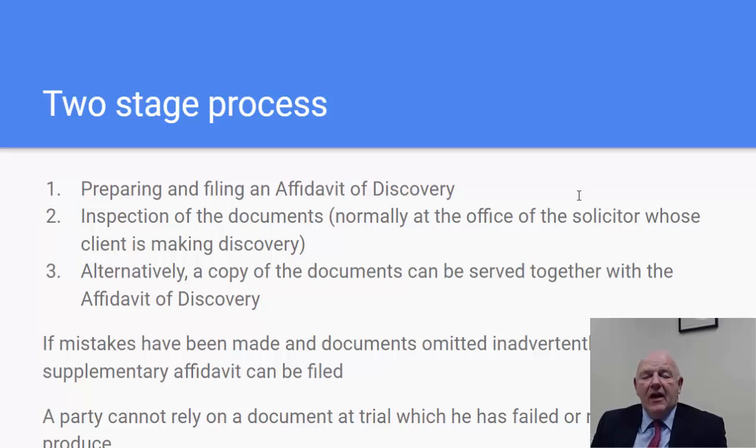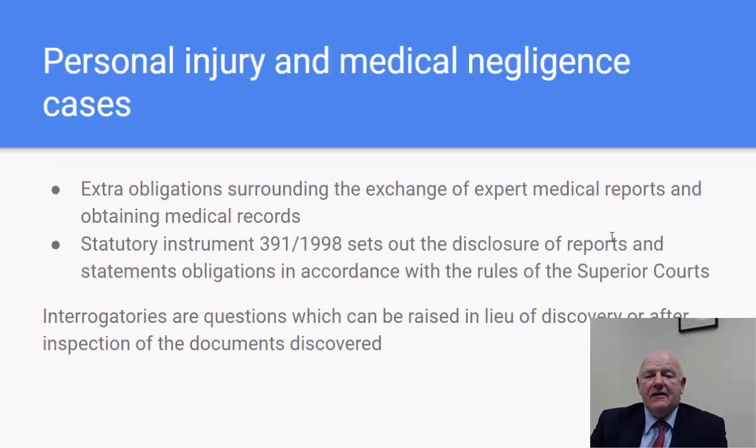If mistakes have been made and documents are omitted inadvertently, a supplementary affidavit can be filed. A party cannot rely, however, on a document at trial which it has failed or neglected or refused to produce in the discovery process. In personal injury and medical negligence cases, there are extra obligations surrounding the exchange of expert medical reports and obtaining medical records. Statutory Instrument 391 of 1998 sets out disclosure of reports and statements obligations in accordance with the rules of the superior courts.